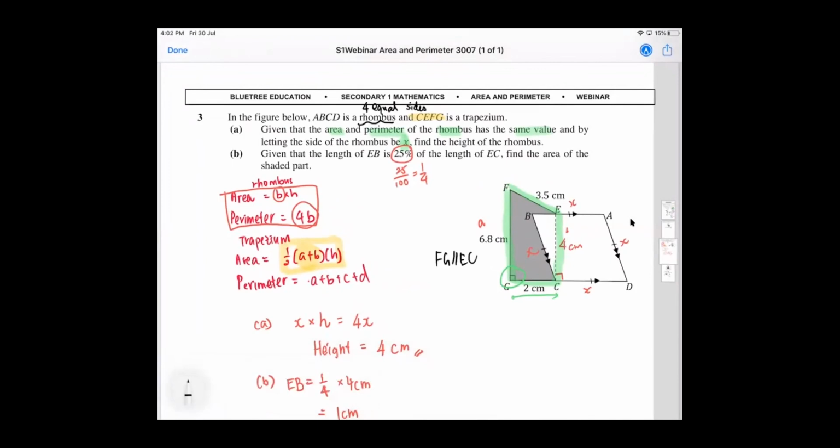Because they are parallel, we can name one of them A and the other B. In this case, I let FG be A and EC be B. So according to the formula, I just take half times the sum of these two lengths, 6.8 and 4.